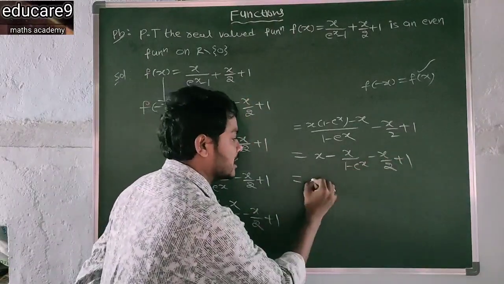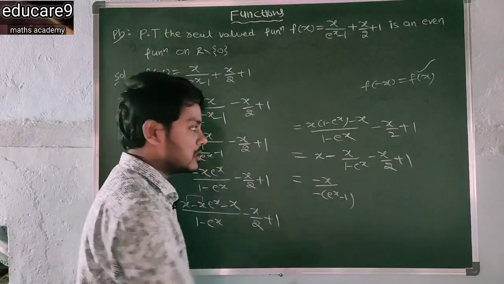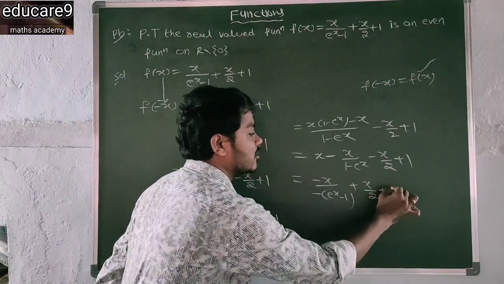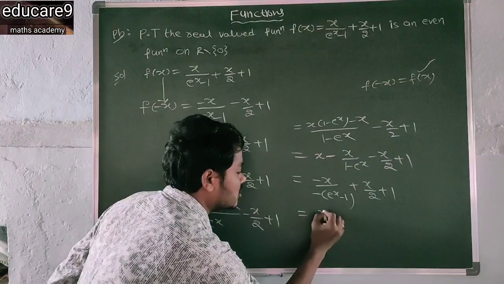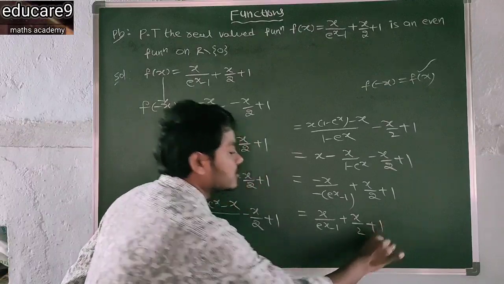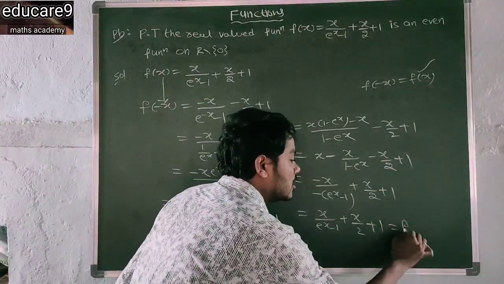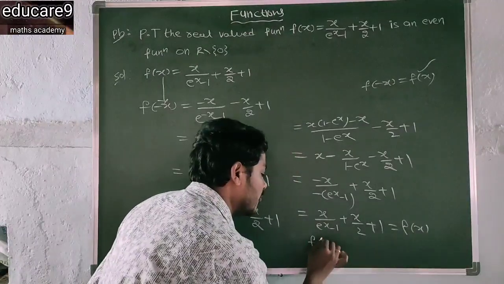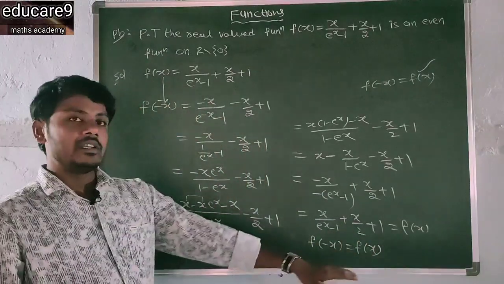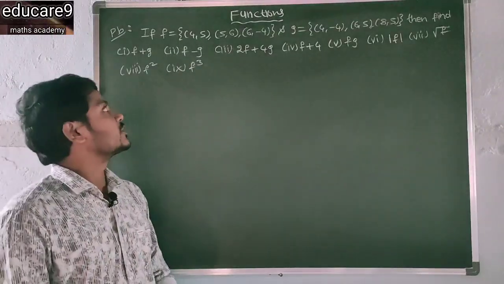Now this can be written as minus x by, minus is common, you get e power x minus 1. So x minus x by 2, that is x by 2 plus 1. So clearly this is equal to what? X by e power x minus 1 plus x by 2 plus 1. So what is this function? F of x. So therefore f of minus x is equal to what? F of x. Then f of x is called what? Even function.